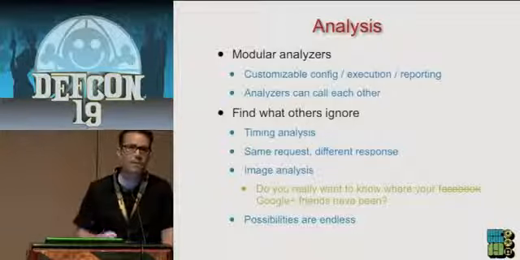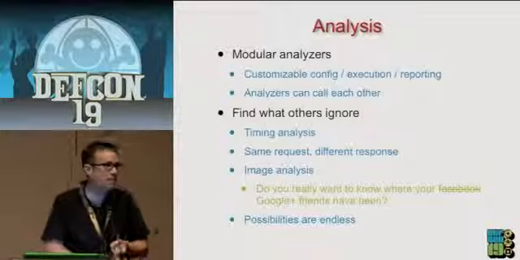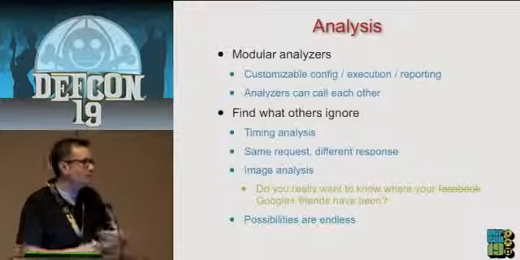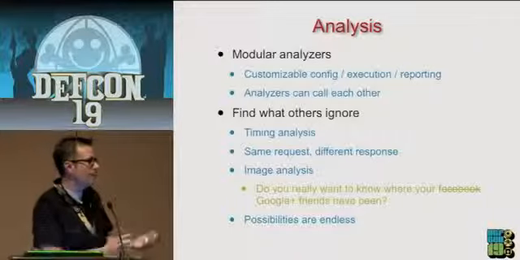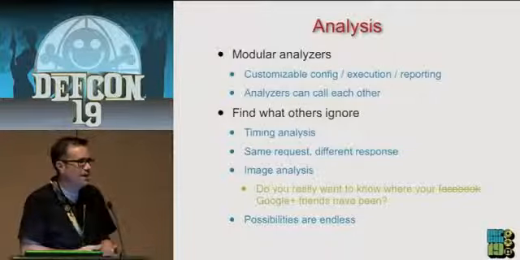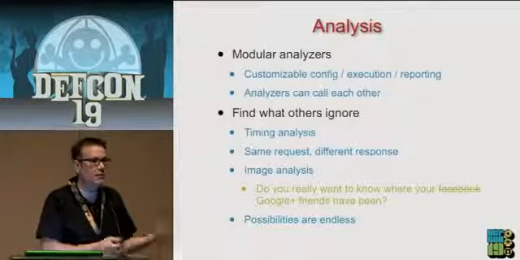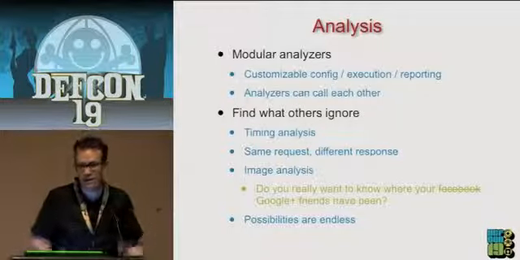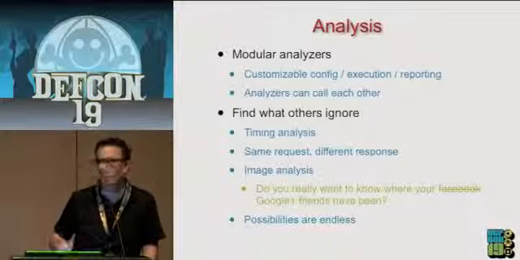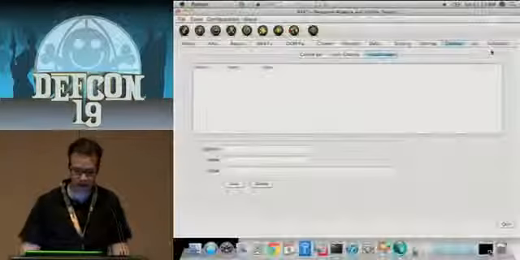We want to look at timings, like how long it takes a page to respond. We want to do some image analysis. If you guys have looked at Google Images lately, they now actually pull out EXIF data and will display where exactly an image was taken or what camera was used for it, that type of information. And that's not something you typically look at during an assessment, but it could be useful information, especially for a social engineering engagement, something along those lines. So the possibilities are really endless. These analyzers are extremely easy to write. Let me show you at least the demo.